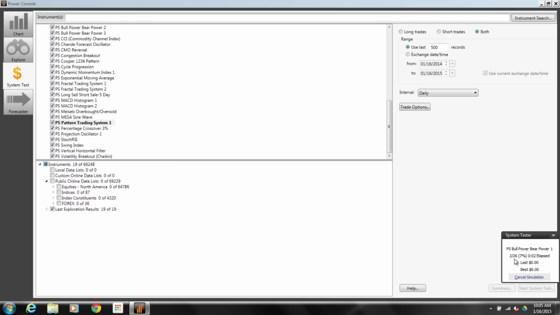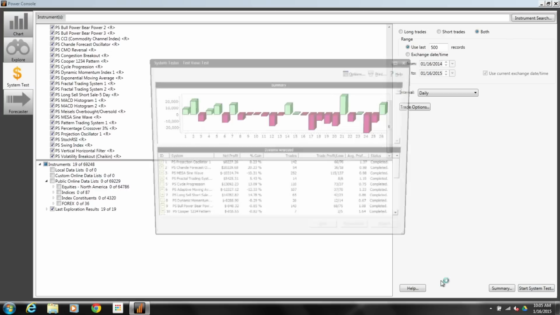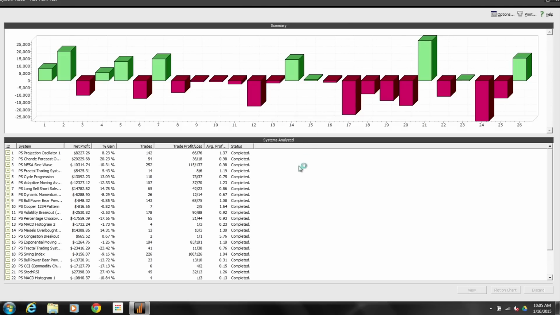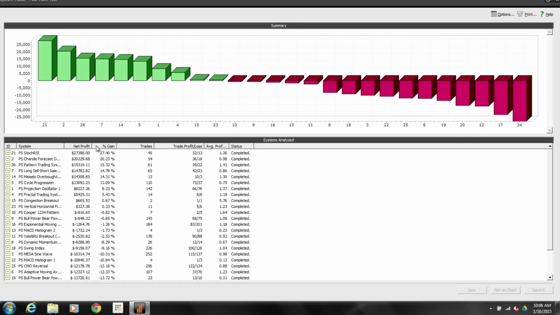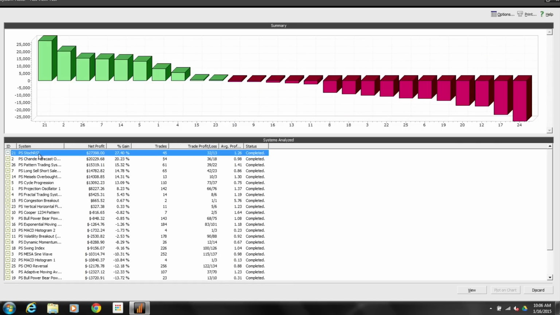And now you can see what it's doing is it's taking and running all 26 of those strategies against this one stock. Now, this will look different than it has in the past few videos because what we're seeing here now is actually a list of strategies against that one stock instead of a list of stocks like we saw in filter and forecast. So let's go ahead and rank here on net profit and we can see which one worked the best here. So the PS stochastic RSI system performed best on Microsoft over that period.